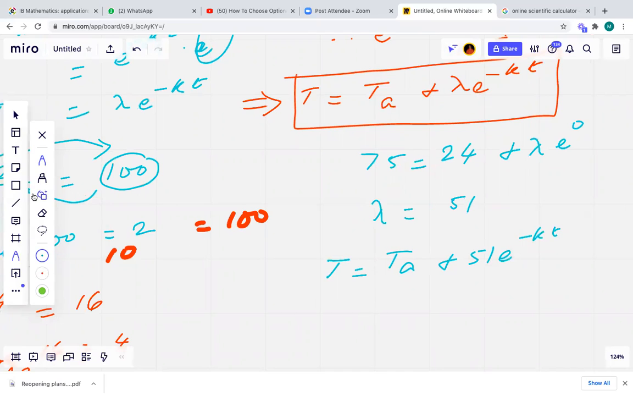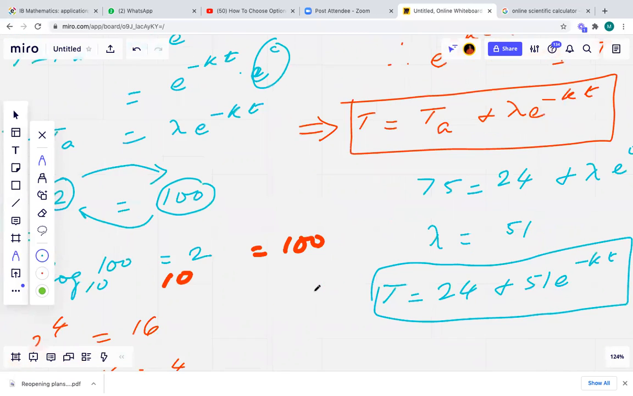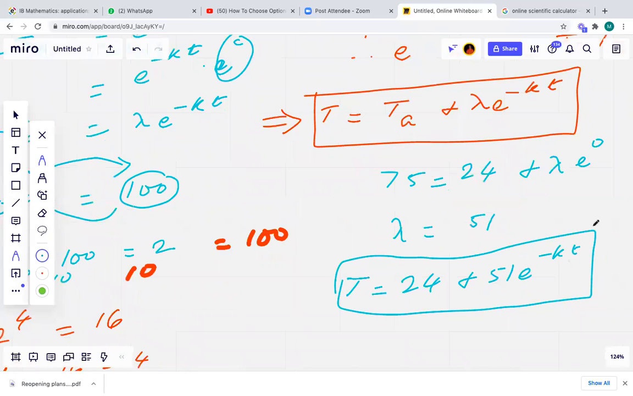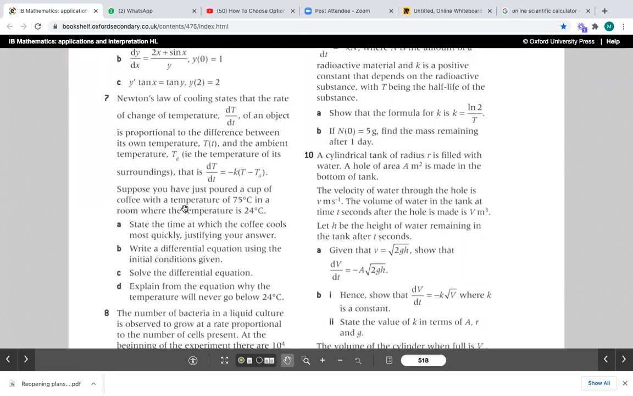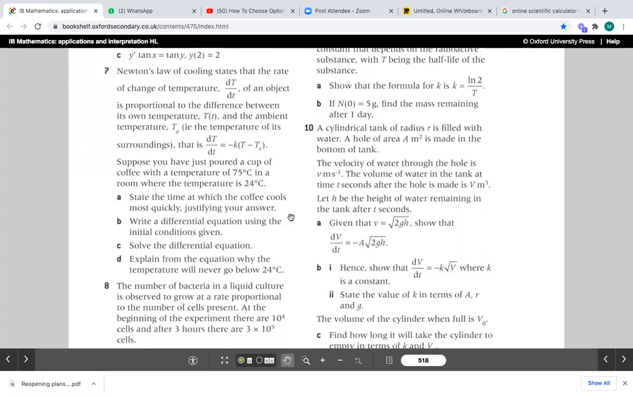That's my equation, T equals 24 plus 51 e to the minus kt. I don't know the value of k, so you have to find the value of k also. State the time at which the coffee cools most quickly. When will the coffee cool most quickly?